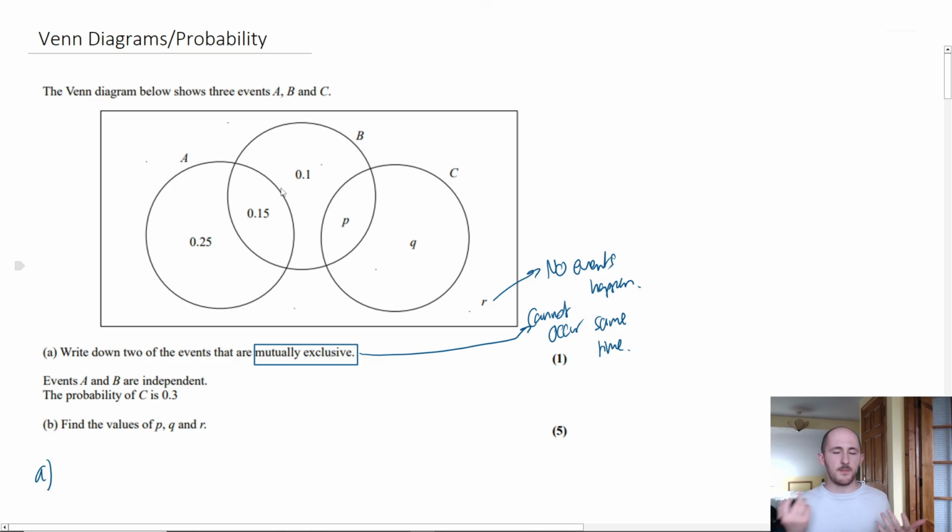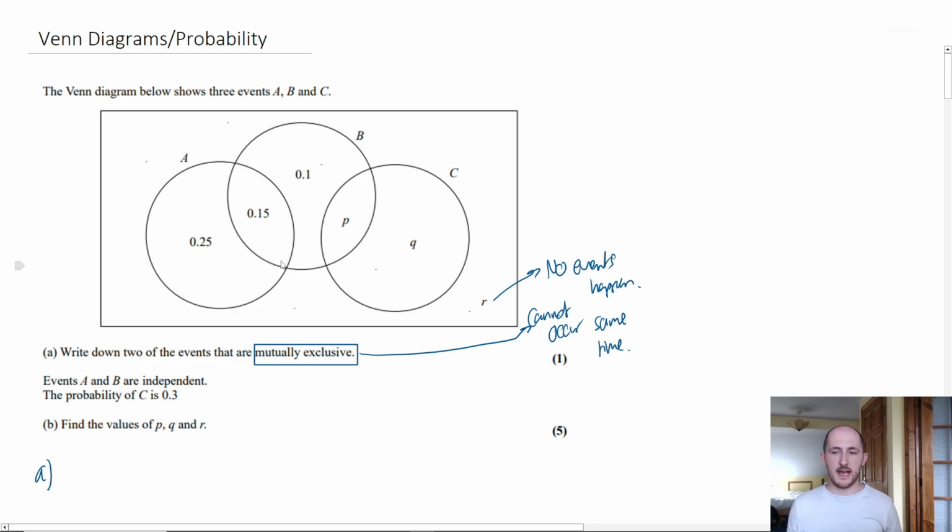So, for example, it could be something like flipping a coin and rolling a dice. A could be the probability when you roll a dice you get a 6. And B could be the probability that when you flip a coin you get a heads. So the probability of getting heads and a 6 in this case is 0.15.